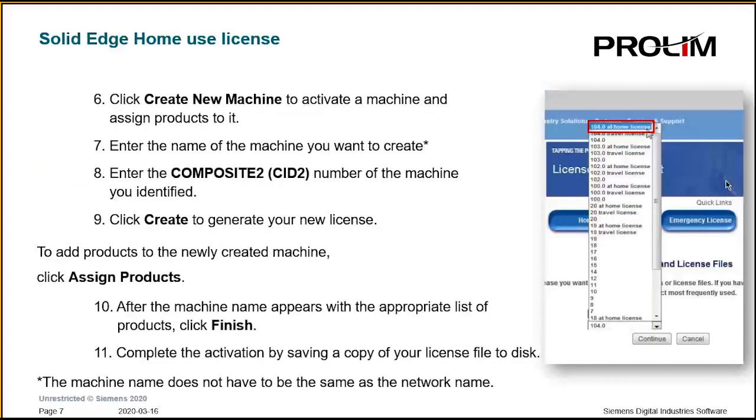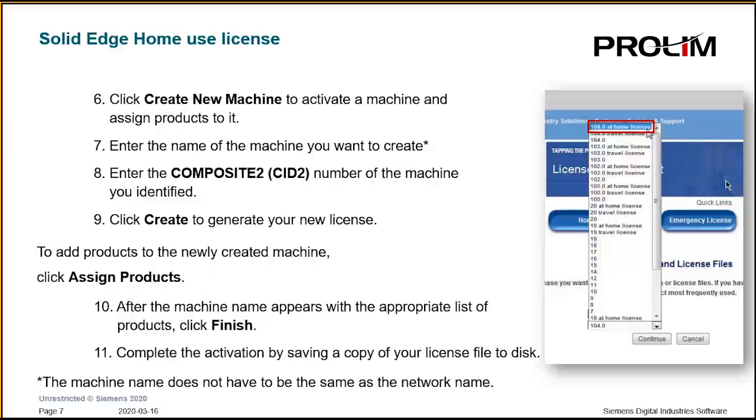Then you click continue. And then the system gives you the option to create a new machine, to activate that particular machine and assign the product that you chose to this machine. You can enter the name of the machine you want to create, and the name doesn't have to be the same as a network name. You can define pretty much a different name if you want to. And then you need to enter the composite 2 CID number for that machine. Later we're going to talk about how you obtain this information.